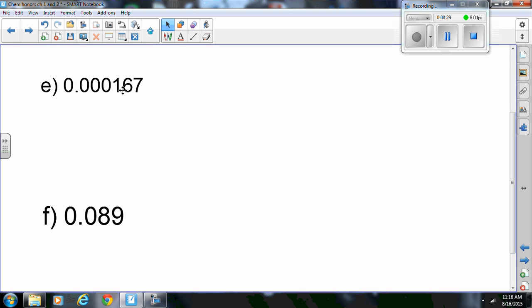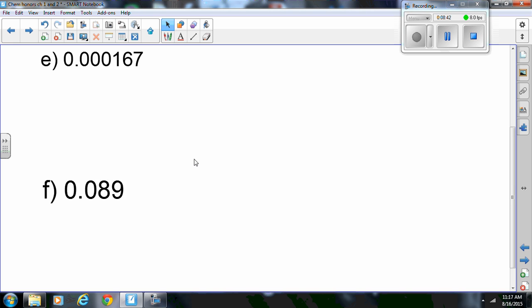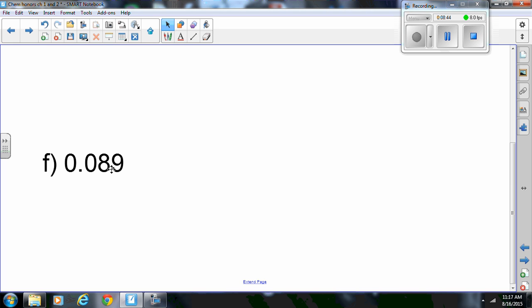Here, this will become 1.67, and then you start at that decimal point and work your way back. 1, 2, 3, 4. So 1.67 times 10 to the negative 4th. And then here you have 8.9, and your decimal place moves 1, 2, 2 places. So 8.9 times 10 to the negative 2nd.